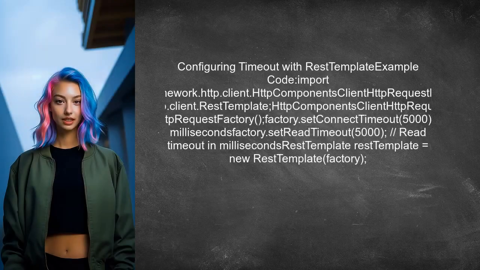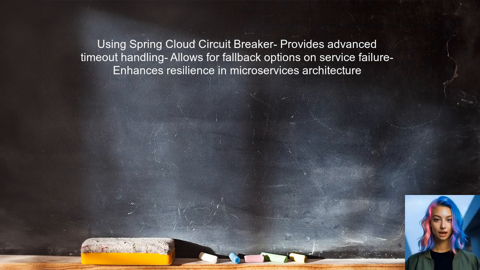Another approach is to use the Spring Boot's REST template. The user can configure a timeout by setting the request factory with a timeout value. This is useful for controlling timeouts on specific API calls. Lastly, the user can also consider using the Spring Cloud Circuit Breaker for more advanced timeout handling. This allows for better resilience in microservices by providing fallback options when a service call fails.